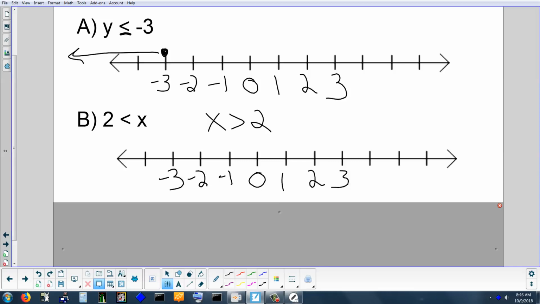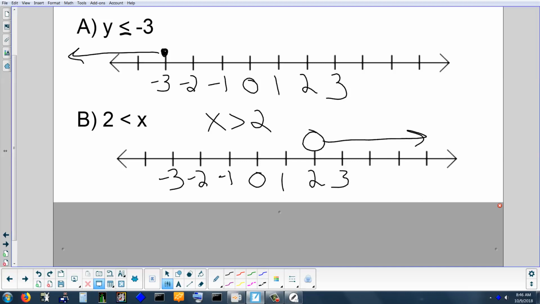Next thing, Haley, what am I going to do next? Decide if I'm going to use what? I'm going to use open or close. Open at what number? 2. Open at 2. Brady, what direction is my arrow going to go? Right or left? Right, yes, it's pointing right in this.